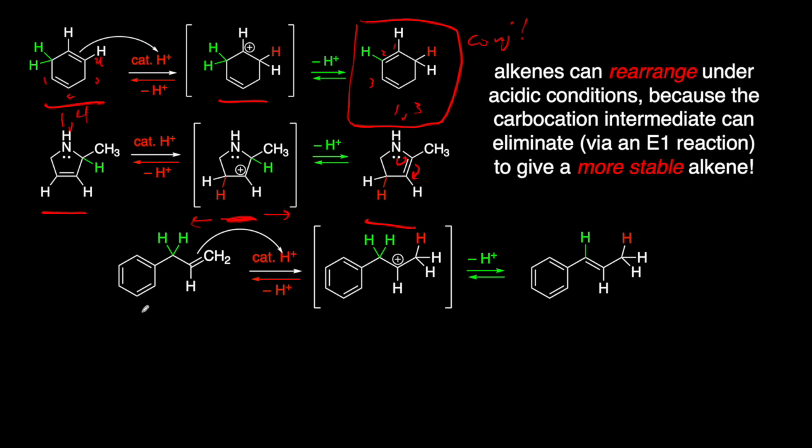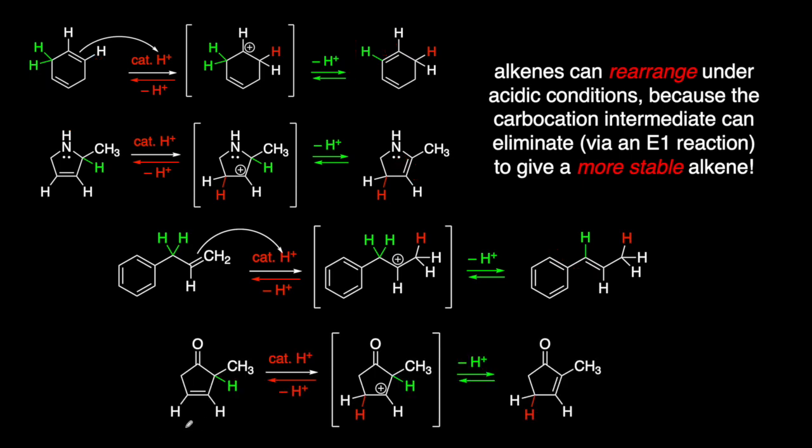Another example, right? Isomeric alkenes can both access this cation, but if this cation can go either way, the lower energy product is going to be this one because my pi bond is conjugated to the benzene ring. One last example, again, isomeric alkenes.